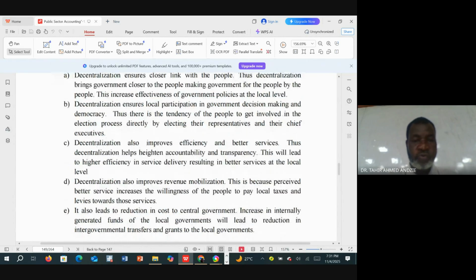Then decentralization also ensures local participation in government decision making and democracy. Thus, there is the tendency of the people to get involved in the election process directly by electing their representatives and their chief executives. Imagine if we were all supposed to go to Accra to elect the minister, or we are all supposed to go to Accra to elect the president. Can you imagine how it will be?